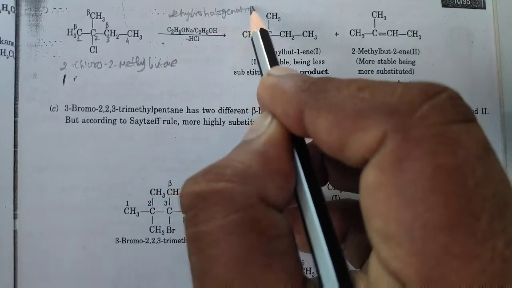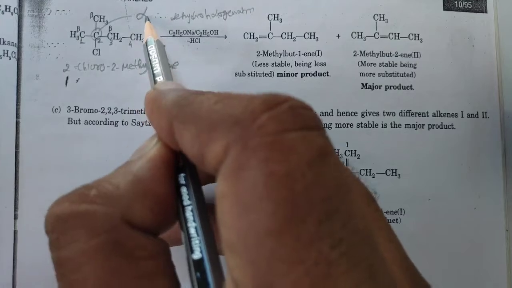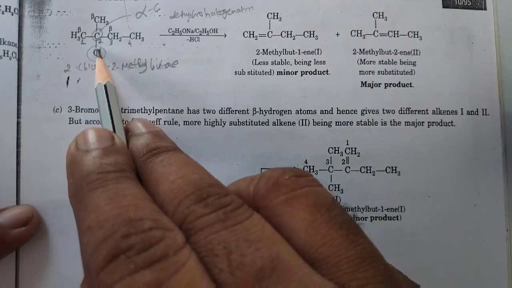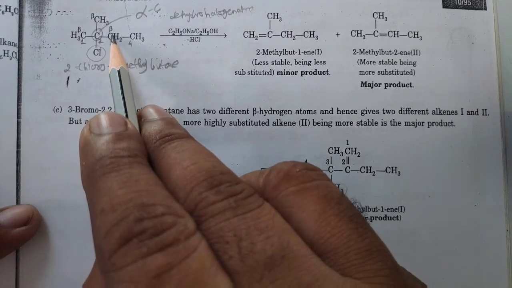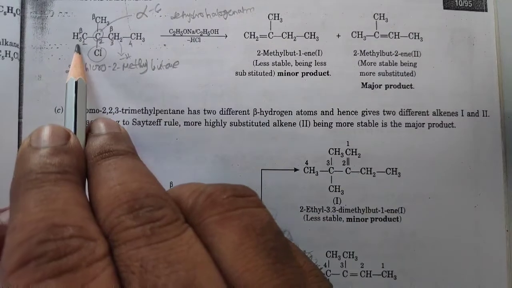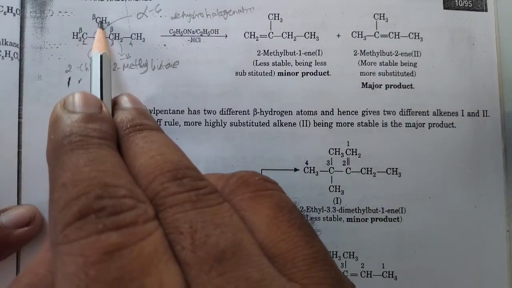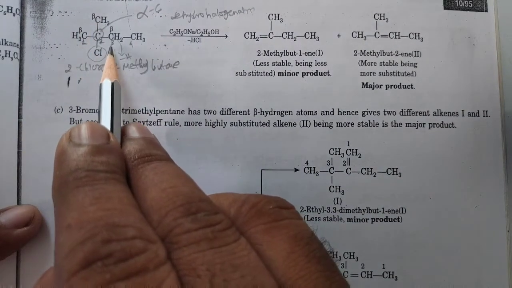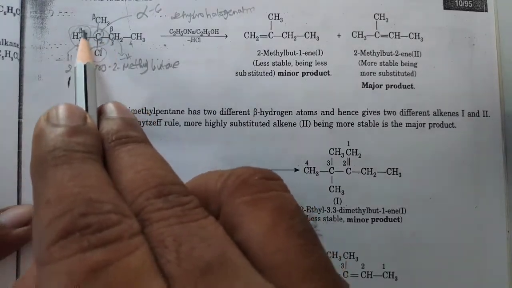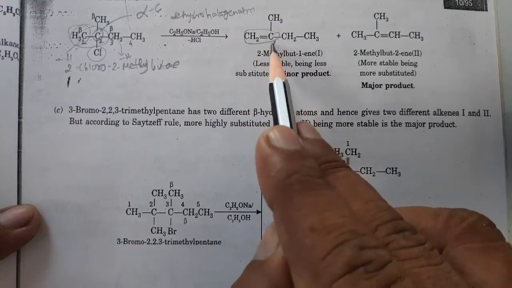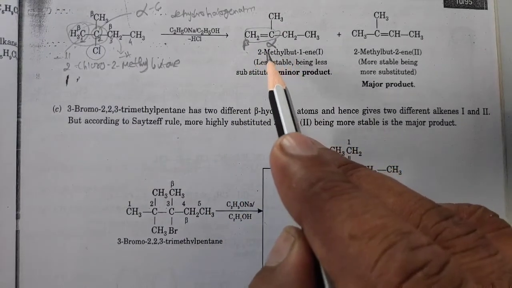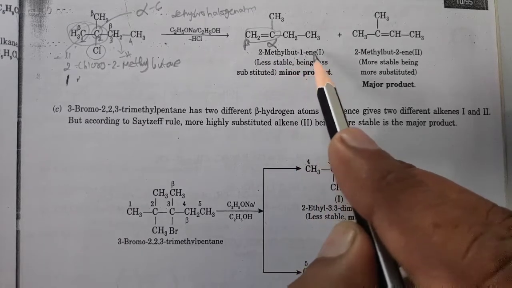dehydrohalogenation, right? So you can see this one is your alpha carbon. If I remove the halogen from the alpha carbon, I can remove hydrogen from this beta carbon, or from this one, or from this one. So there are two products that we get. If I remove hydrogen from this carbon, then this is alpha and beta, and here you can see this is alpha carbon and beta. From beta, hydrogen is removed. So this is the one product that you get, that is 2-methylbut-1-ene.